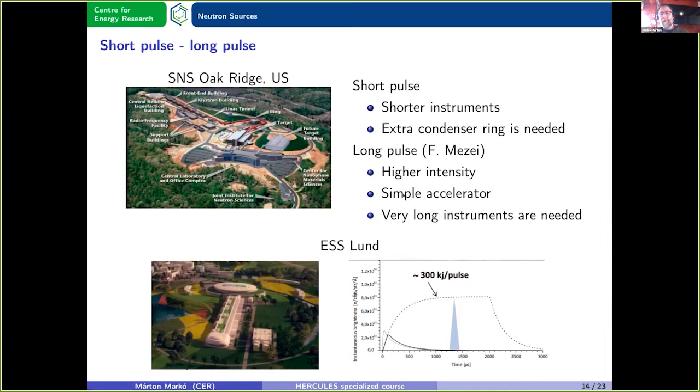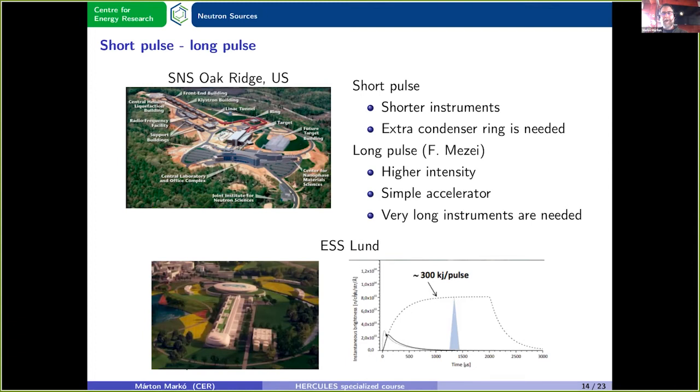It needs a much simpler accelerator, but for that we need very long instruments. At the ESS, the long instruments will be 160 meters long. And here we can see the shape of the long pulse used at the ESS. We can chop it by using neutron choppers, and we can make shorter pulses.